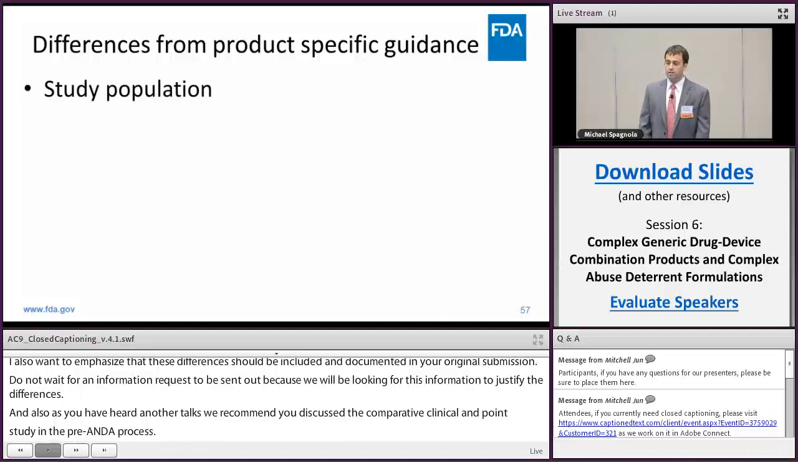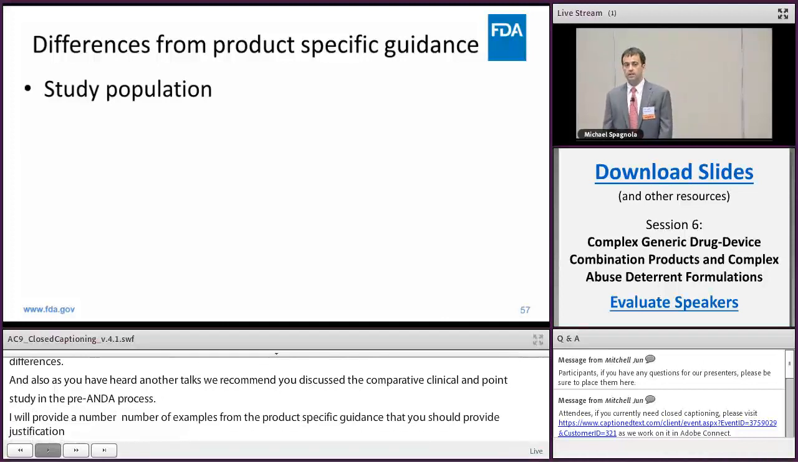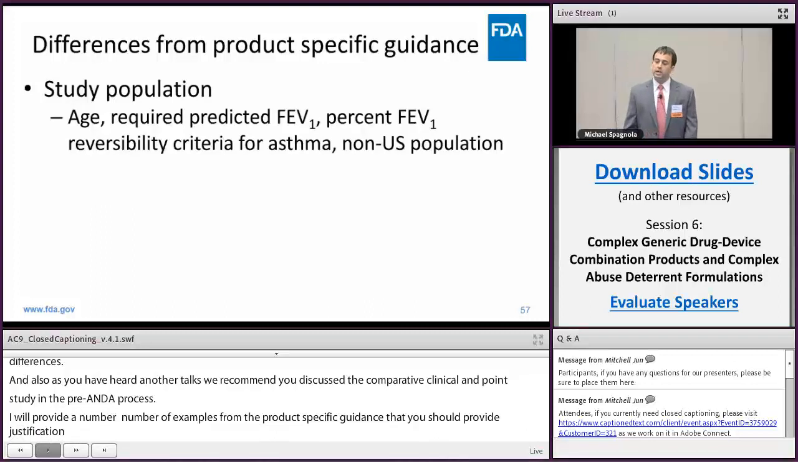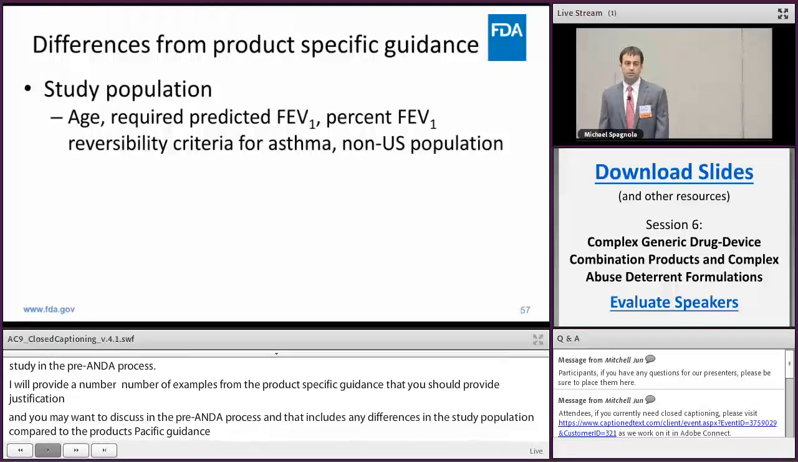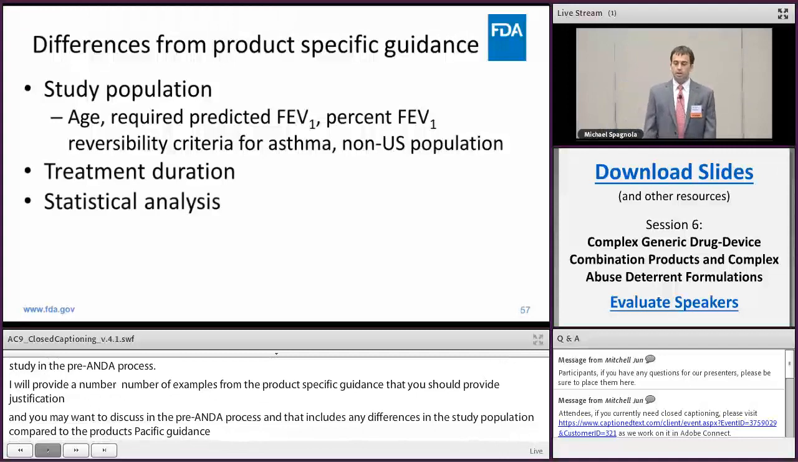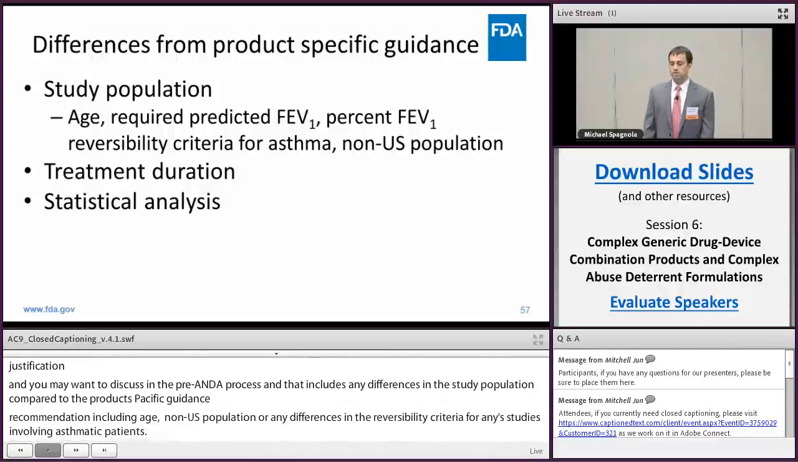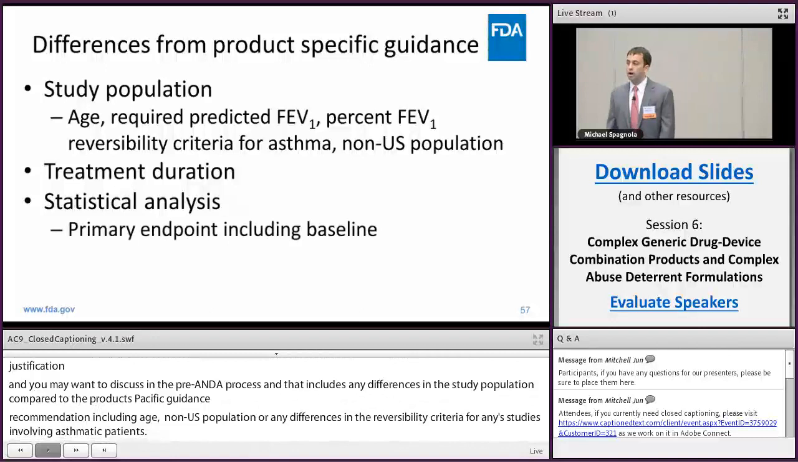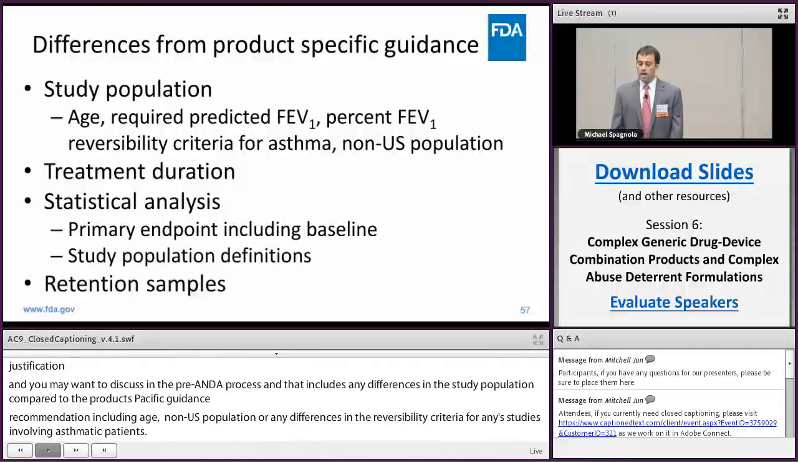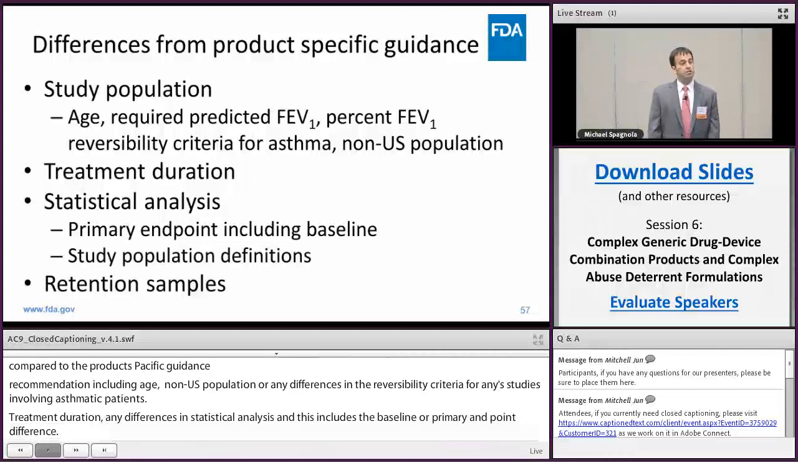That includes any differences in the study population compared to the product-specific guidance recommendation, including age, non-US population, or any differences in the reversibility criteria for any studies involving asthmatic patients, treatment duration, any differences in statistical analysis, and this includes the baseline or the primary endpoint difference, study population differences, any differences in the retention sample, and I'll talk a little bit more about that in the process.